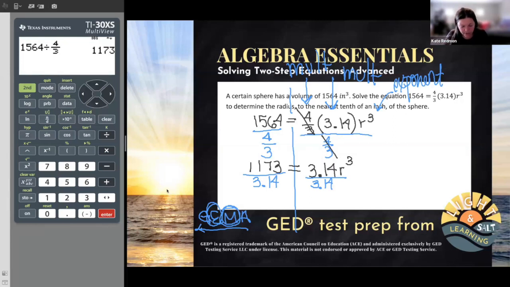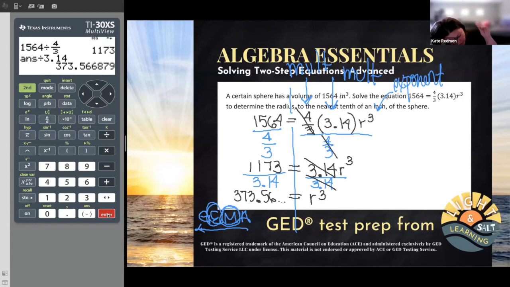And here's where we really want our calculator. It's about to get messy because when you divide by 3.14, it's a nasty number. So I'm not going to write this whole thing down on my paper. I'll just write 3.7356, yada, yada, yada on my paper. But I'm going to leave it in the calculator. You leave it in the calculator too. Don't delete it. Don't clear it. Now, take a look at the right-hand side. Multiplying by 3.14 and dividing by 3.14 cancel, so I have r cubed.